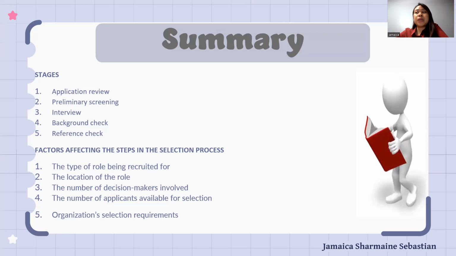Fourth is the number of applicants available for selection. Is there a candidate shortage in your market? If there is an oversupply of candidates, how long will it take you to filter through them all? Fifth is organization selection requirements. Different companies have their own selection policies. For a successful selection process, it is recommended to have clear hiring criteria established and agreed upon by all key decision makers. Next is the final approval.